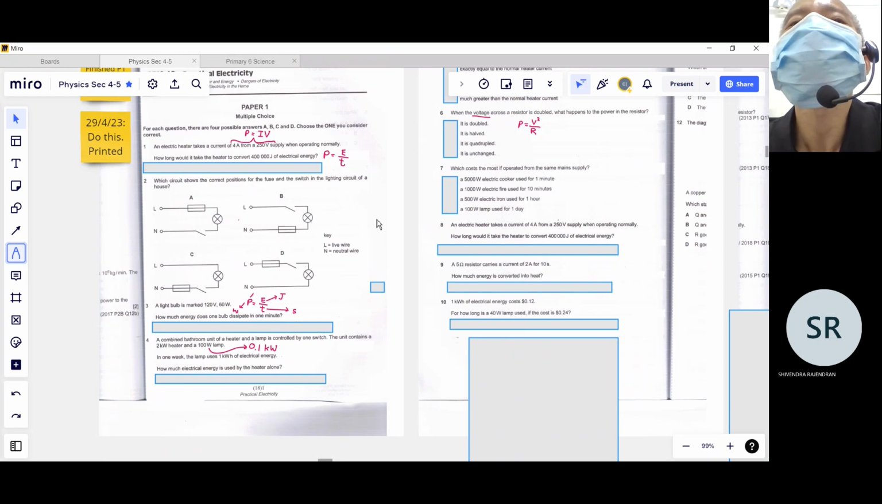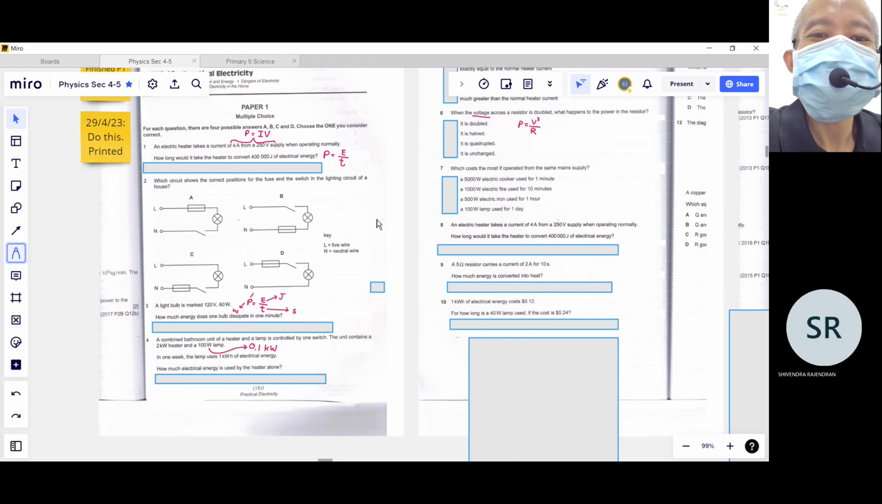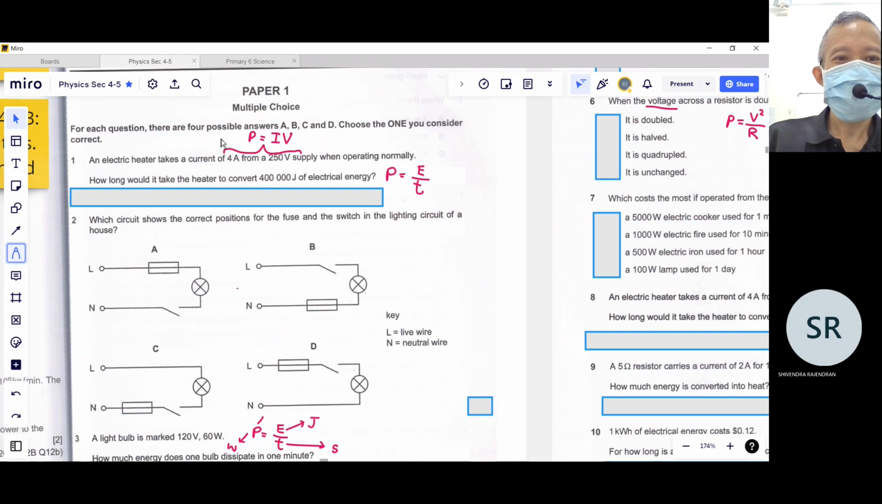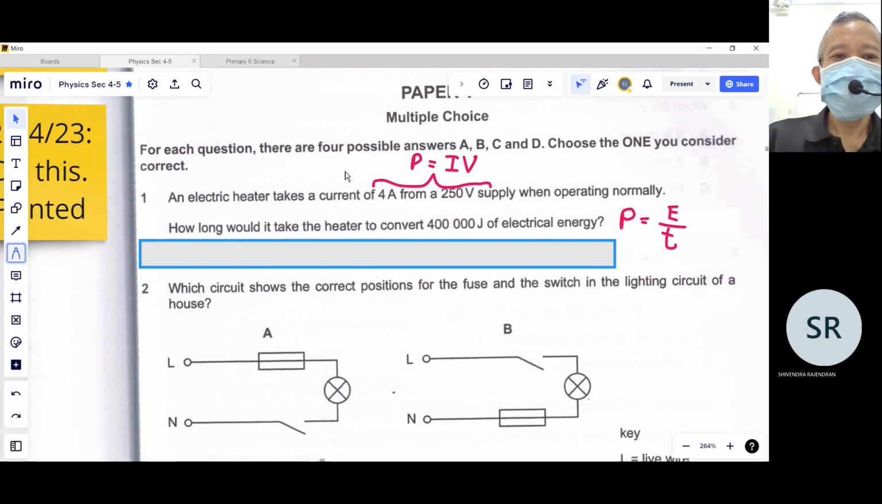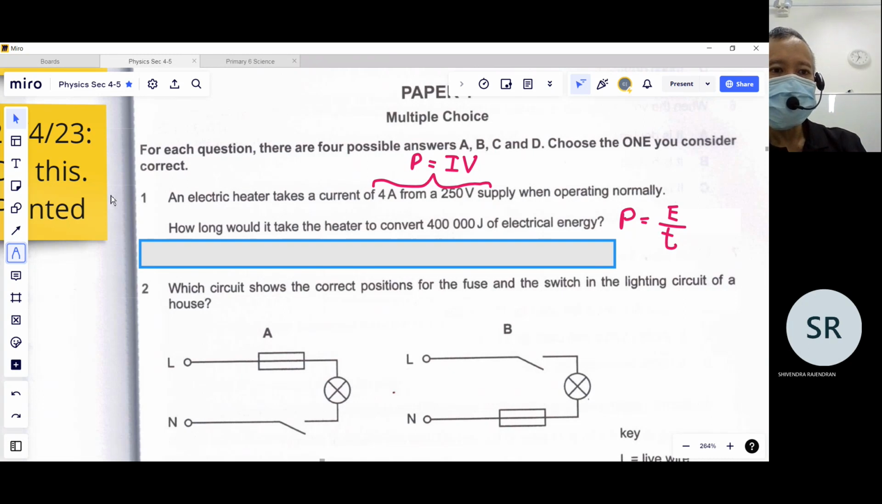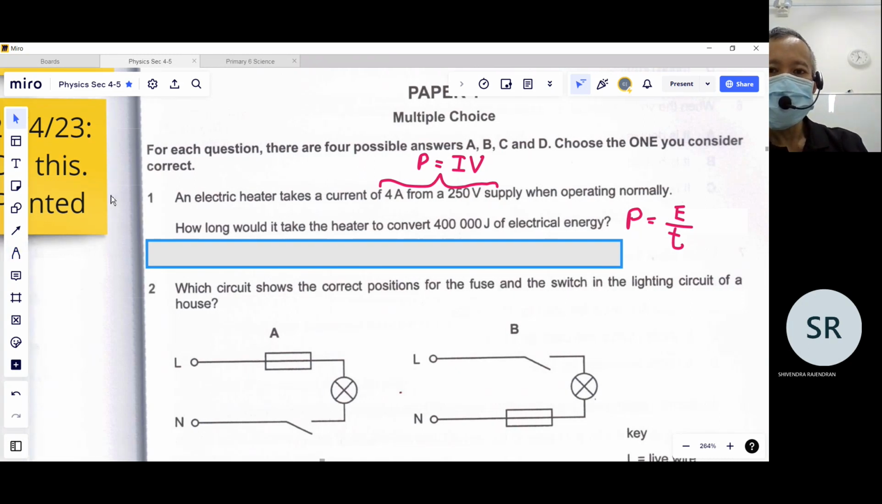Let me use this. I will draw a very simple example, a real life example. Right, an electric heater: you're given current, you're given voltage, and you are asked for time. And then you're given energy. Make sure you can recognize this is energy. That's what it is.